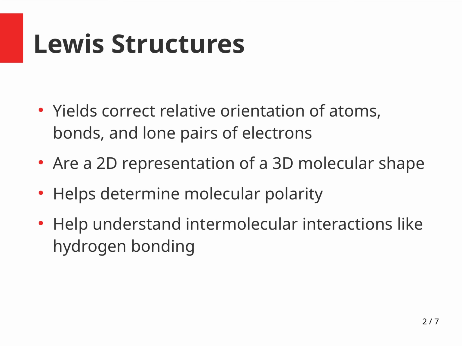Okay, here are several things that the Lewis structures will allow us to do. It will allow us to understand the orientation of the atoms, bonds, and lone pairs of electrons in a particular compound, a covalent compound. They are a 2D representation of a 3D molecular shape. So what we're going to be drawing is a 2D representation of what the molecule looks like in 3D space. It's going to help us determine the molecular polarity and the amount of polarity. It also will help us understand intermolecular interactions like hydrogen bonding.